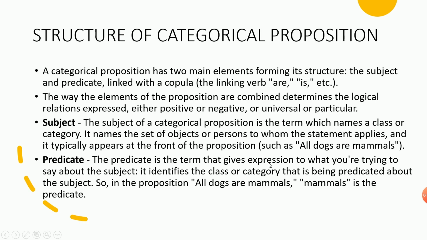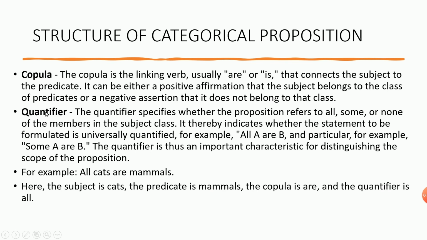The predicate is the term that gives expression to what you are trying to say about the subject. It identifies the class or category that is being predicated about the subject. So in all dogs are mammals, all dogs is the subject, are is the copula, mammals is the predicate. Next is copula. The copula is the linking verb. Usually in logical reasoning only these two words, is and are, will be available. Other than that, in very rare cases some other verbs might appear. So here are or is connects the subject to the predicate.